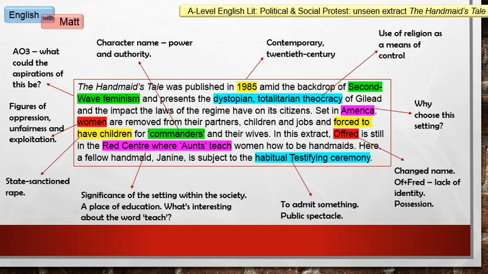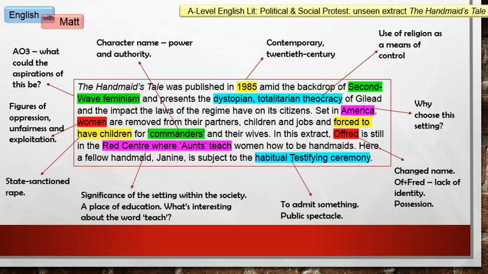What does that mean? And finally, the ceremony that we are going to be reading about is called a testifying ceremony, and it's also habitual, which means that it's repetitive. It happens many times. And Janine is the person that is being asked to testify about something in a form of kind of public spectacle and public humiliation.